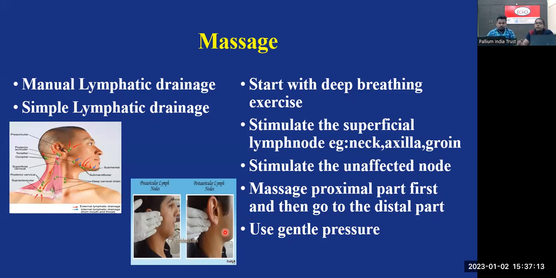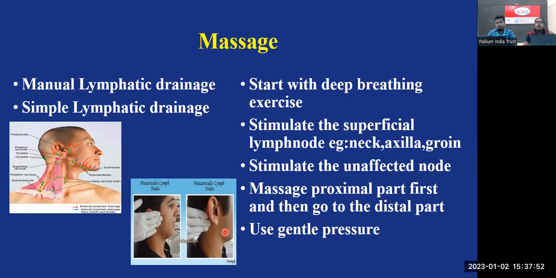After deep breathing exercise, you have to stimulate the superficial lymph nodes. And after that, you can stimulate the unaffected node. For example, if I have developed lymphedema on my left arm, you have to stimulate my right axillary lymph node, because the left axillary lymph nodes are already removed. There is no lymph node in my left axilla. So you have to stimulate the right side axillary lymph node.